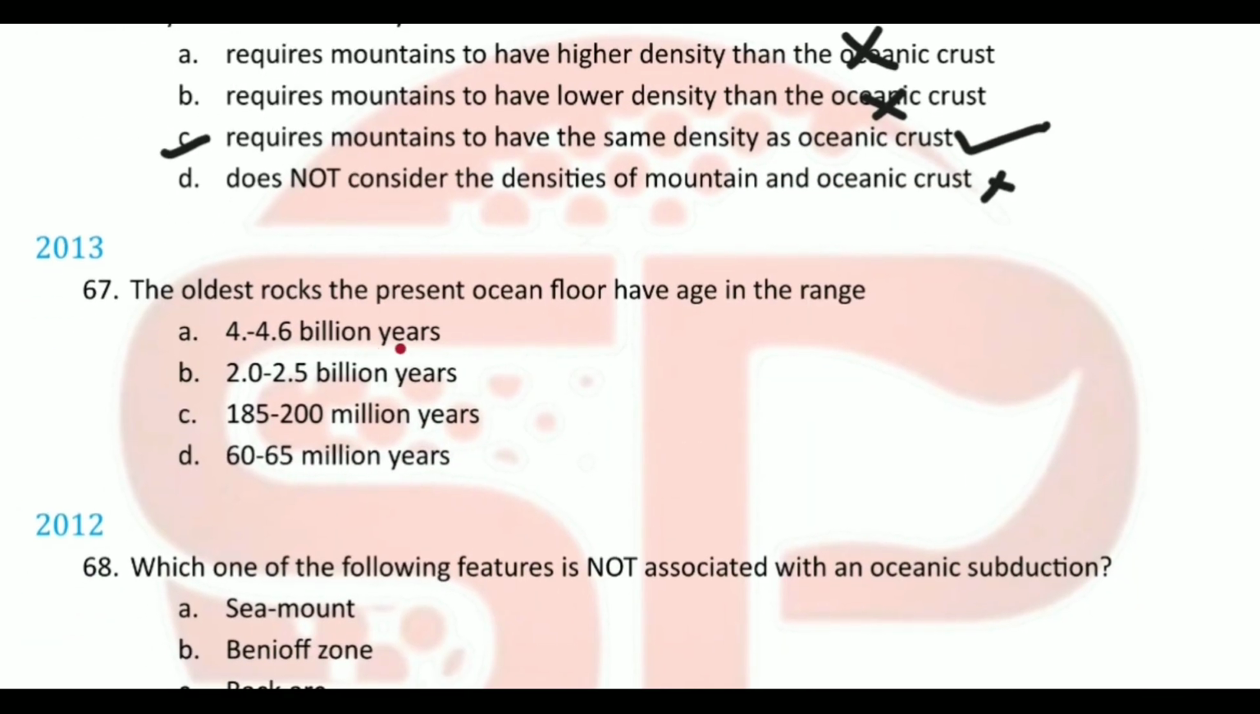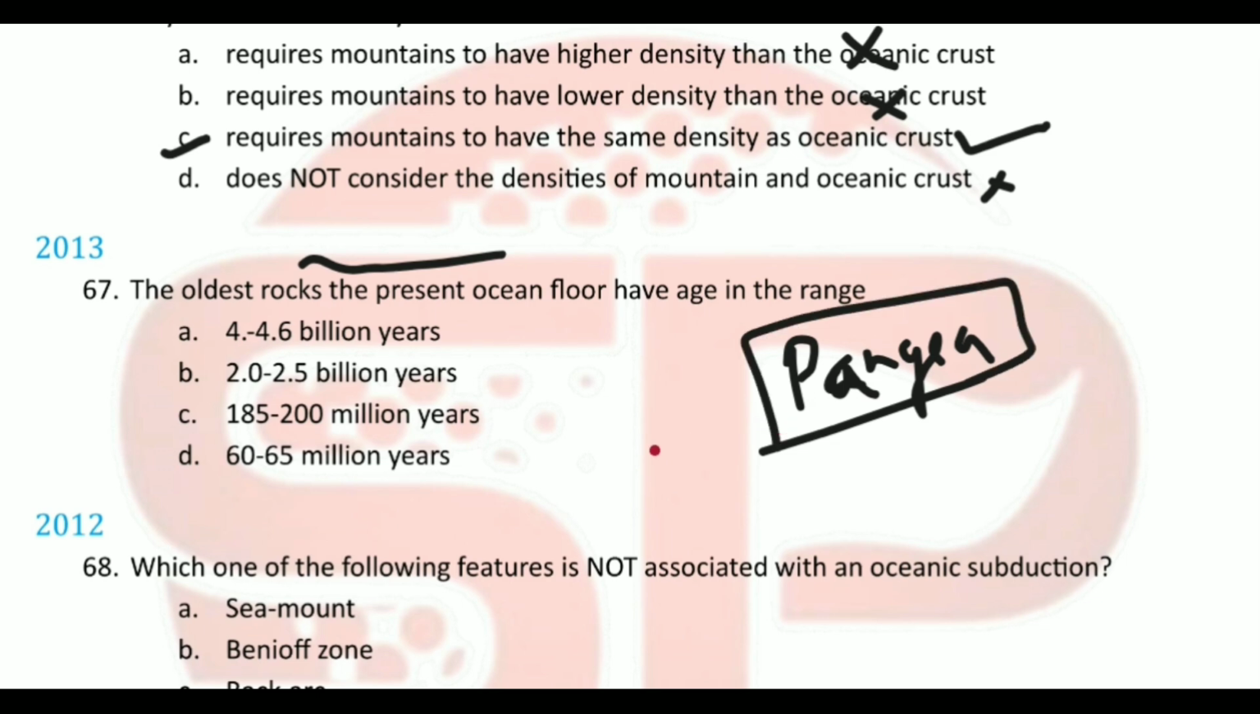The oldest rock of the present ocean floor has an age in the region of 200 million years. All the present oceans came into being by the breaking of Pangea. When Pangea started breaking, all the present-day seas were formed. Pangea broke approximately 200 million years ago. That's why the sea floor should not be older than 200 million years. The answer will be C, because the breakup of Pangea produced the present oceans. The earlier oceans were all destroyed and formed a single continent, Pangea.